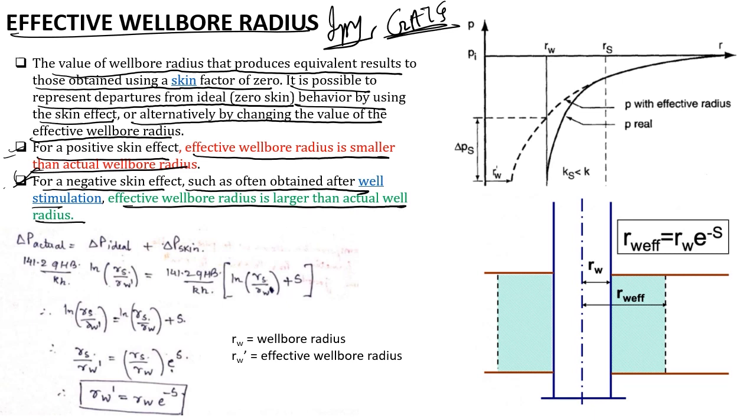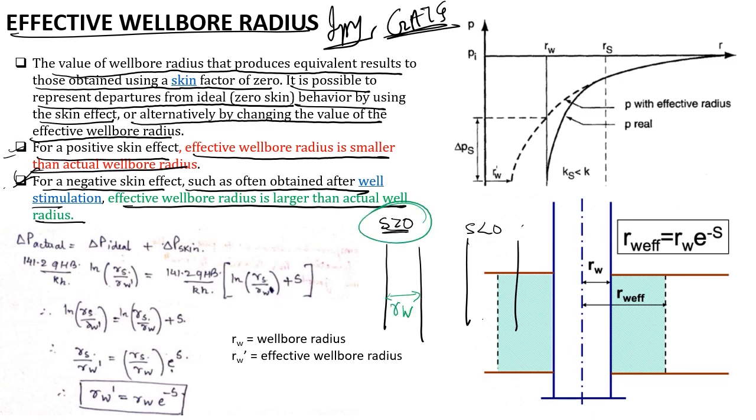That means, let's say I have a skin greater than 0 case and a skin less than 0 case. Let this be my actual wellbore radius, RW. Now, if I have a positive skin, then because of this positive skin my wellbore radius will act as if it is smaller in nature. That means this would be RW dash. The effective wellbore radius will be smaller than the actual wellbore radius because of positive skin.